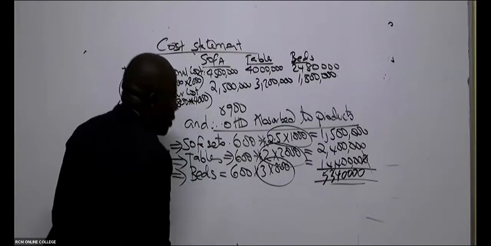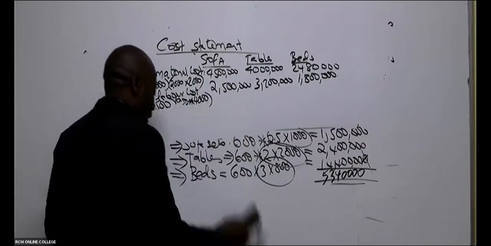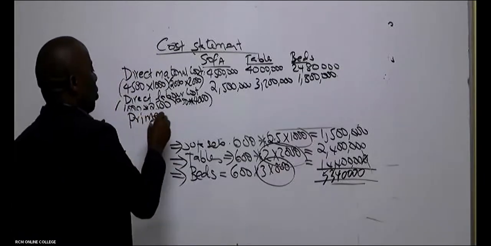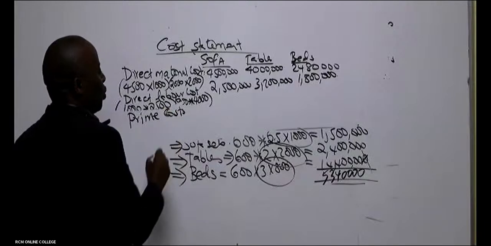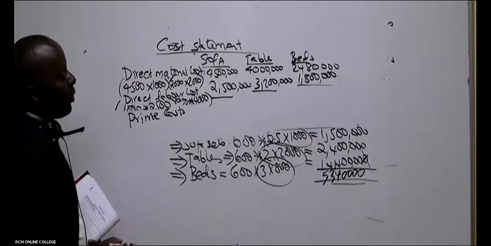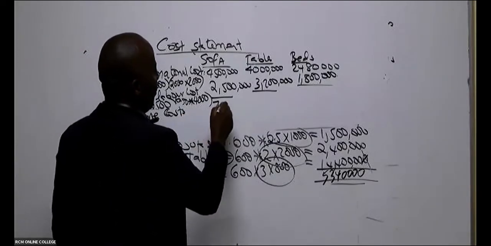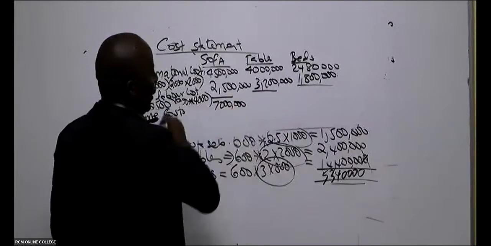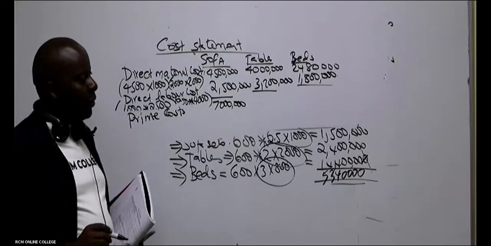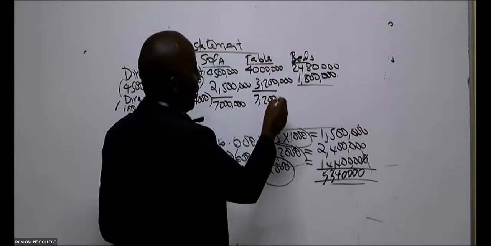If you want to show the examiner, you can come here and give what we call the prime costs. You can as well call them primary costs. Prime cost, you add the two. Like now, this one will be 7 million. Is that okay? Thanks. 7.2 million.